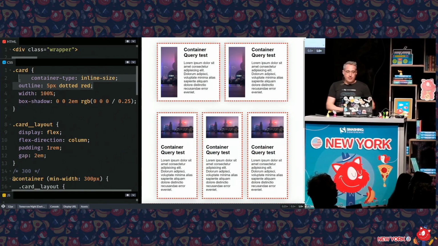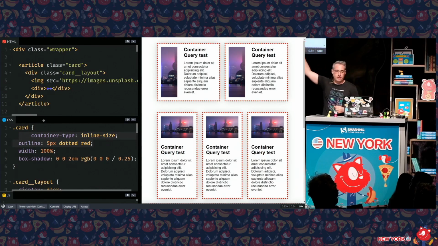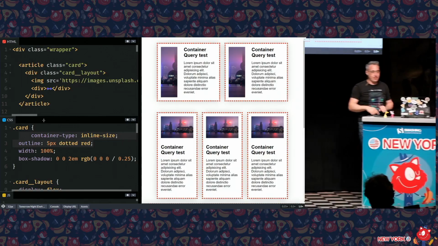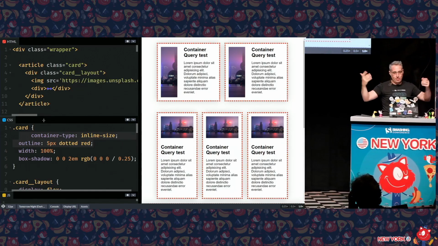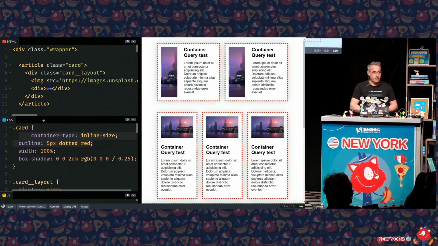So on all of these, I have a card. Right there, you can see the article is the card, and then inside of there, I have the card layout. So the container is the dotted line, and then the layout is the piece inside that I'm manipulating. And you can already see now the cards on the top are different from the cards on the bottom.